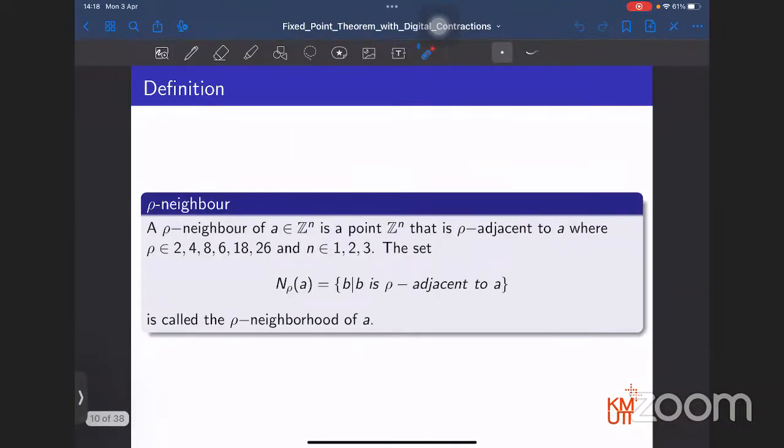Okay. Next we'll talk about neighbors. A neighbor of a vertex A is a vertex that is adjacent to A in low adjacent. A neighborhood of A is the set of vertices or points that are low adjacent to A.